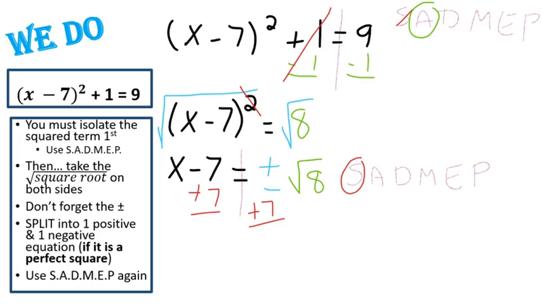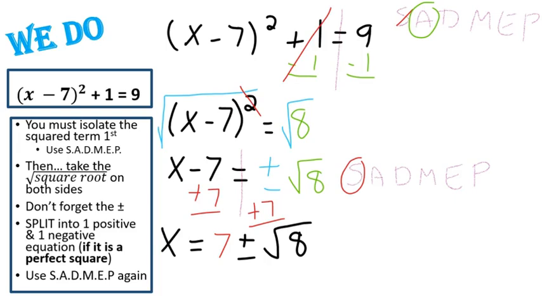I did not put this plus 7 underneath the square root of 8. Those are not like terms. I cannot just simply sit here and combine them and put them together. I strategically put that plus 7 to the left side of my plus or minus because that's where it belongs. Now, x equals 7 plus or minus the square root of 8.